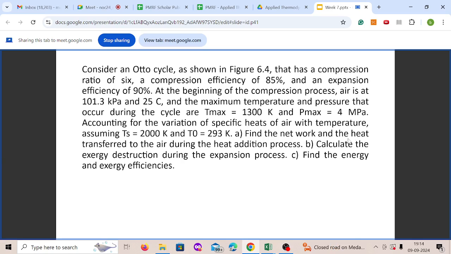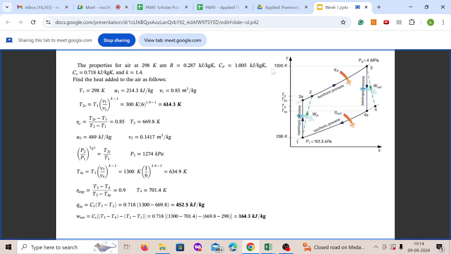So find the net work and the heat transferred to the air during the heat addition process, and calculate the exergy destruction during the expansion process. Find the energy and exergy efficiency. So we'll see how to solve this problem. So this is how the process looks.